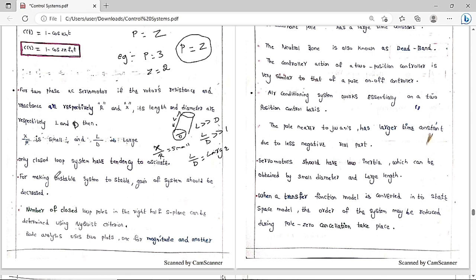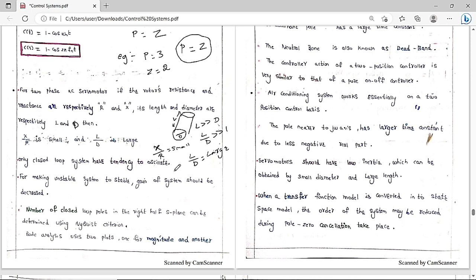The next point is, only closed loop systems have the tendency to oscillate. As I already told you, only closed loop systems have a tendency to oscillate. What is the meaning of this one? Basically you can see, in the case of closed loop systems, the response shows oscillation. Only in the case of closed loop systems you can see the oscillations in the output, but not in the case of open loop systems. So therefore we can say you can see the oscillations only in the case of closed loop systems.